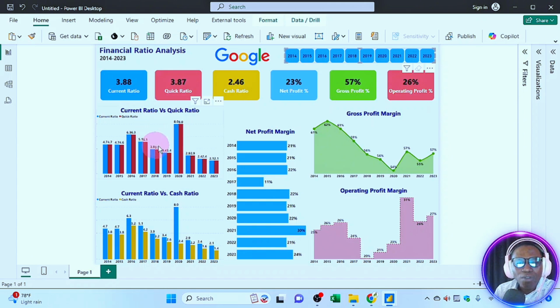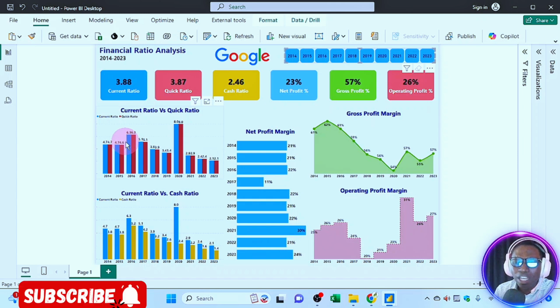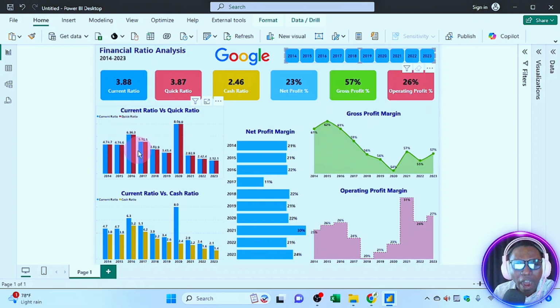But when you look at it, they are the same, which means, does it mean Google does not have inventory? Even though they have, it's not much, very minute. It's almost imperceptible, their inventory, because they are not an inventory carrying company. They deal with services. That's why their current ratio and quick ratio are at par. They are the same, except for 2015 where we have a 0.1 difference, and that's insignificant. But all through the years, from 2014 to 2023, they are the same.